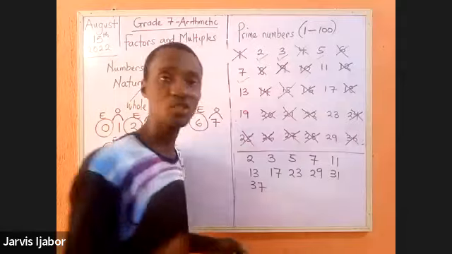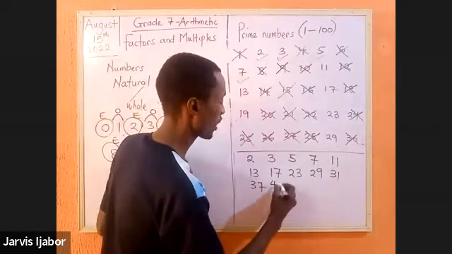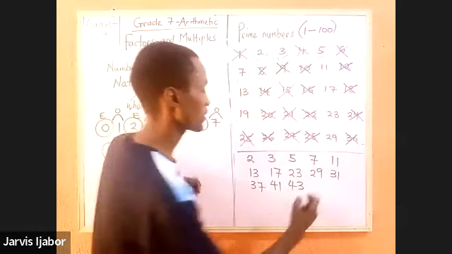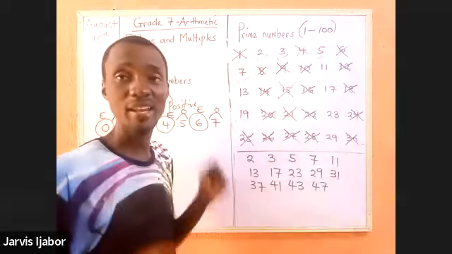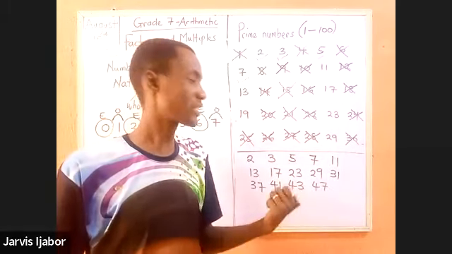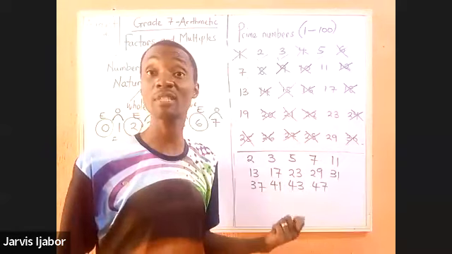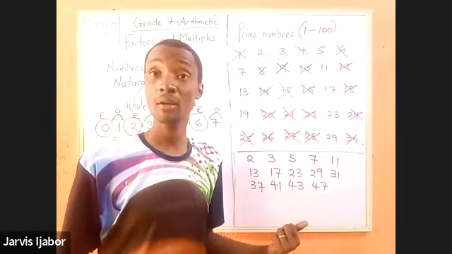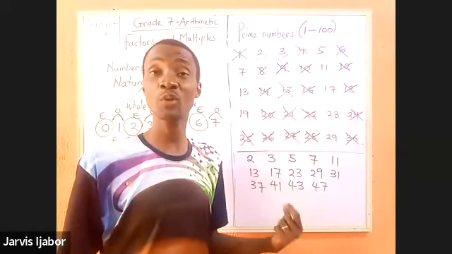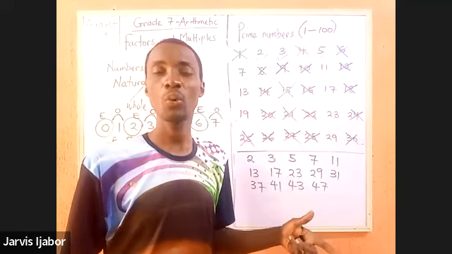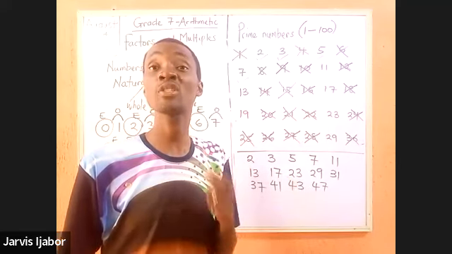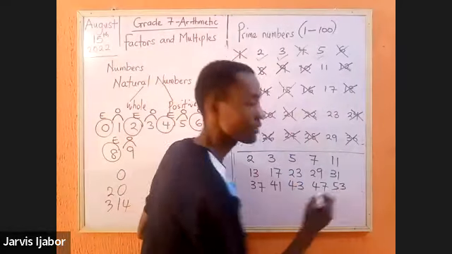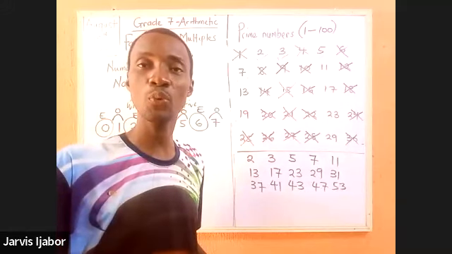The next number, 40, no. The next one will be what? 41. The next will be 43. The next will be 47. The next will be 53. We can't say 49. No, 49 is 7 times 7. 49 is a perfect square. We can't say 50. No, it's an even number. We can't say 51 because 51 is a multiple of 3. We can't say 52 because 52 is an even number. Then we say 53. Are you seeing that? So I'll pause again and see how you cope with that.